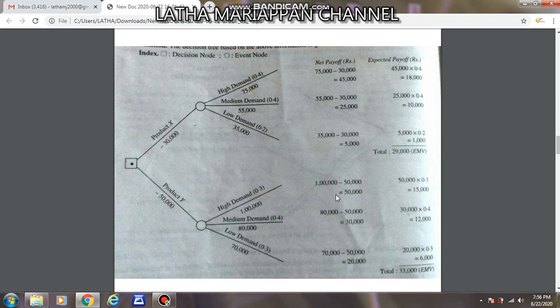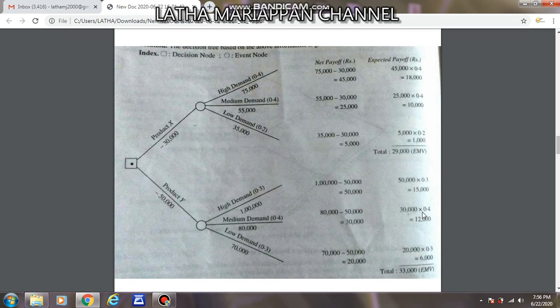Okay. So for medium demand 80,000 they gave minus 50,000. So total 30,000 you will get. That probability is 0.4. So 12,000 you will get. Expected amount you will get in hand is 12,000. Okay. For low demand you will get 20,000 and the probability is 0.3. So if you multiply you will get 6,000.